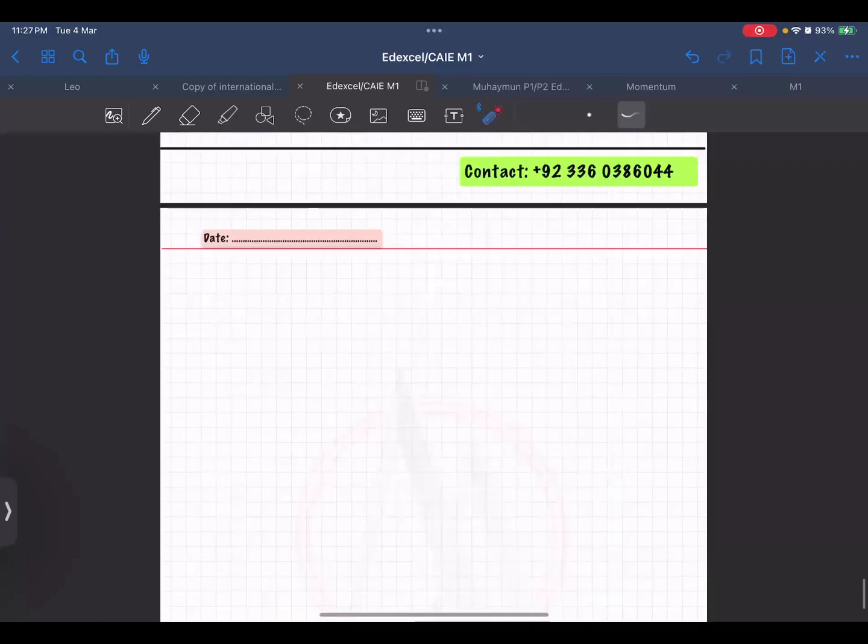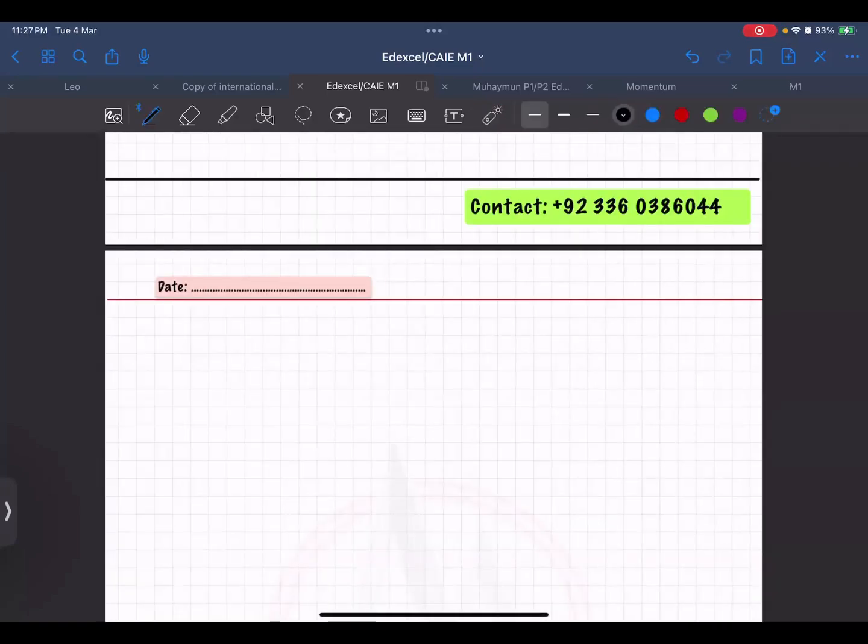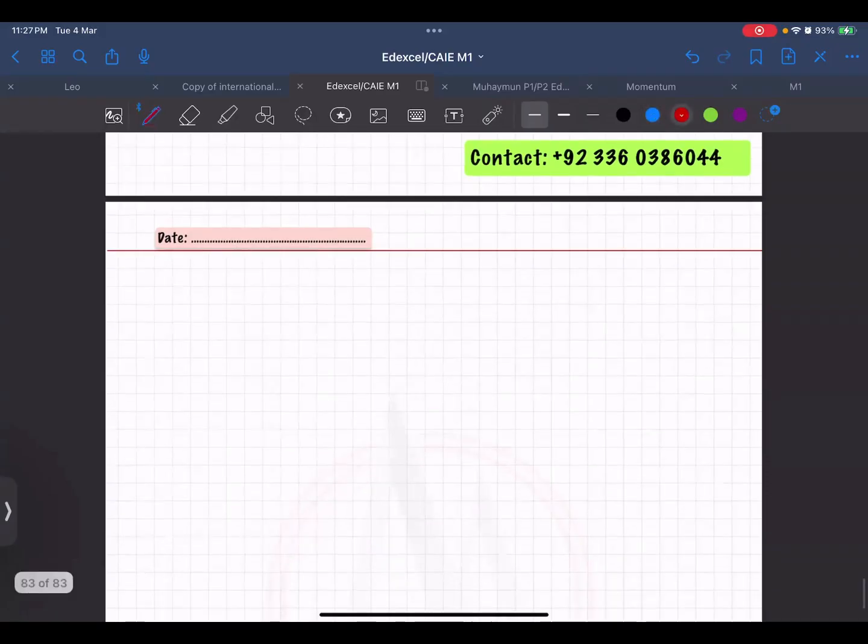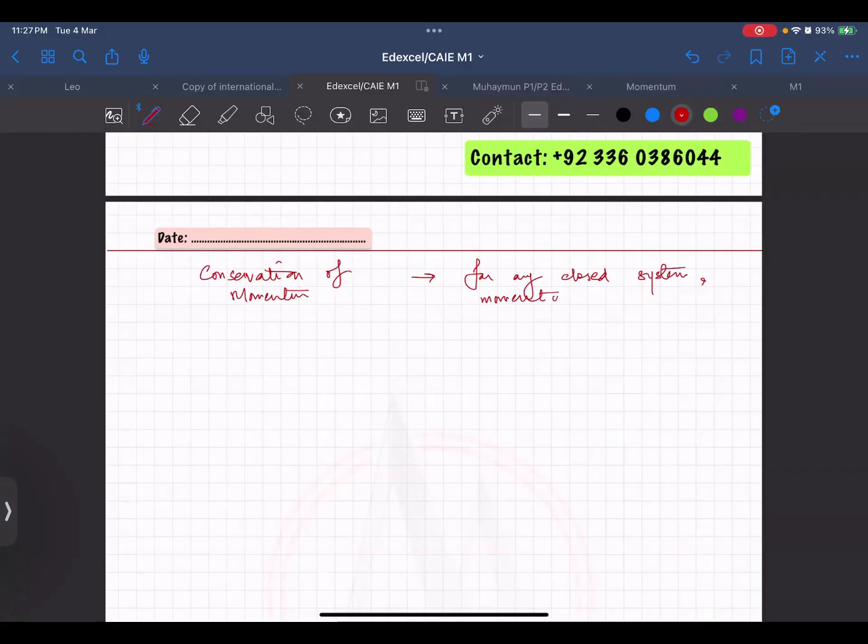The next thing that comes in, these are again very simple basic things. We'll move on to the next thing up until we get to the type of questions that come in the exam. The next thing is conservation of momentum. So this tells us conservation of momentum, just like conservation of energy, for any closed system, momentum is conserved. This means the initial total momentum would be equal to the final total momentum.